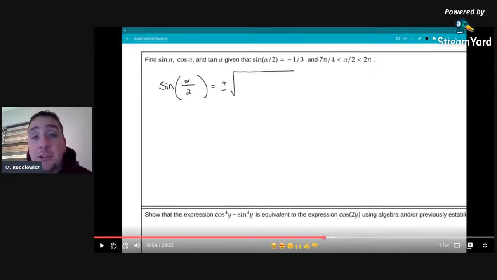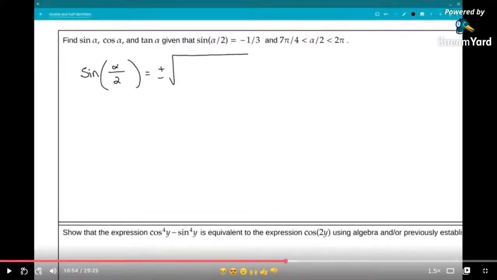So now that we've established the half angle identities, let's apply them. The directions are to find sine, cosine, and tangent, given the sine of a half angle is -1/3. And we have some information about what quadrant that is in. So this already has a feel to me like the last question we just did, right? Except now it's with the half angle identity. So I immediately began this by writing what the half angle identity for sine was.